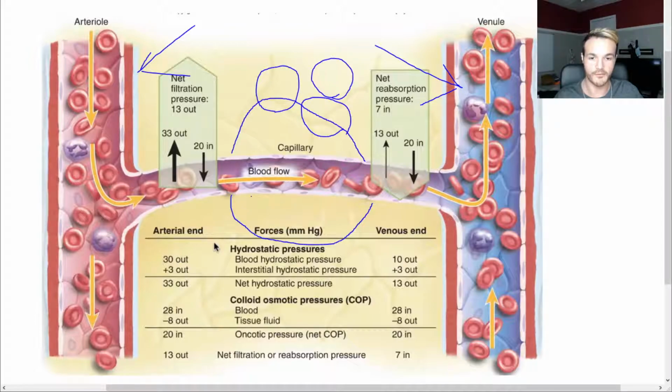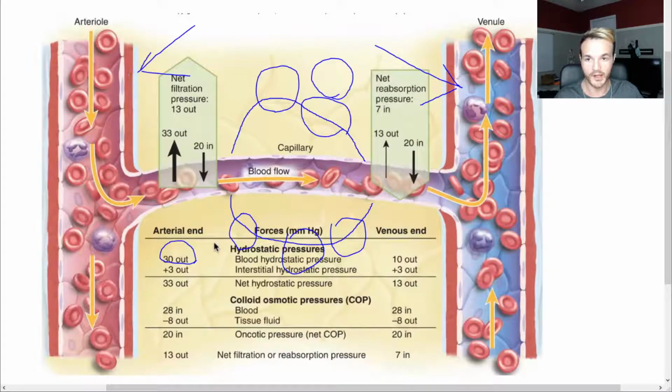Remember, capillaries are very small, and it's called a capillary bed because of the space that it occupies, spread out in many different layers. It's not just one string like represented here. So we have this oxygenated blood coming in, and it's coming in at 30 millimeters of mercury of hydrostatic pressure.